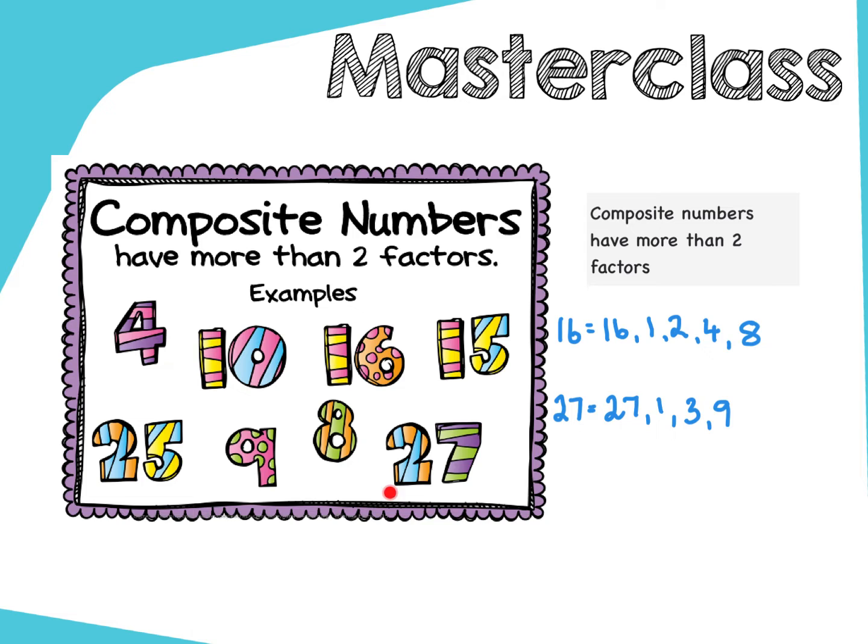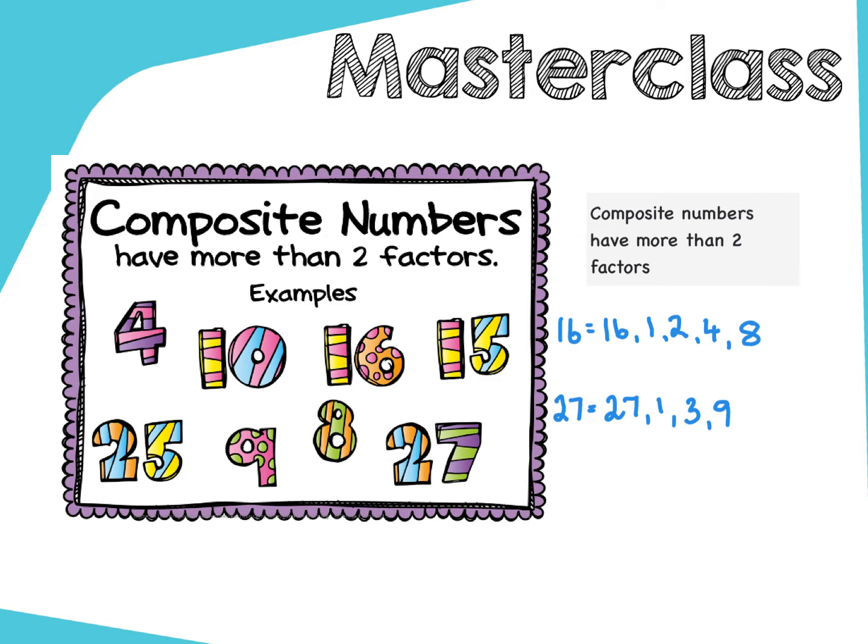Let's look at 27 now. Now, 27 is an odd number, okay? But it is also a composite number because if I count by 27 and 1, if I count by 3's, I hit 27. 3 9s are 27, okay? So 3 is a factor of 27. And 9 is a factor of 27. If I count by 9s, I will reach 27. So 27 has 1, 2, 3, 4 factors, okay?